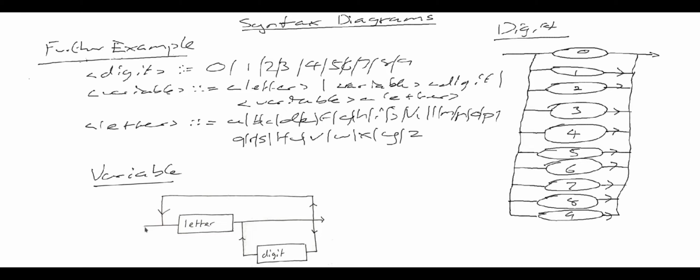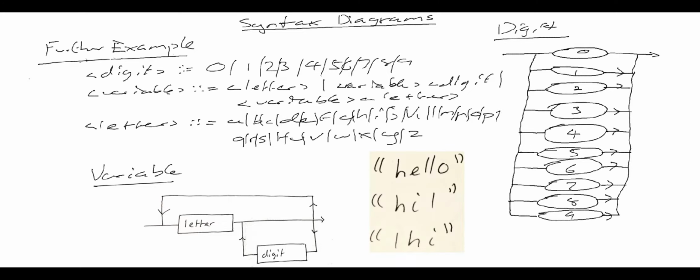And we can see to get from the entry point here to the exit point here of the diagram, we have to use at least one letter from our letter definition that I talked about a minute ago. And you'll also notice that before we can leave the diagram, we can use as many digits as we want by following this path right here, and we can loop back around to the start of the diagram and use as many more letters as we want. And this maps directly to the BNF, because in our BNF a variable can be a letter, a variable and a digit, or a variable and a letter.